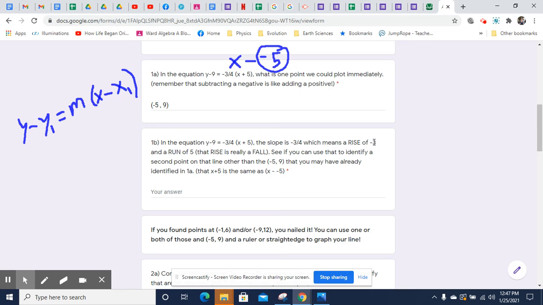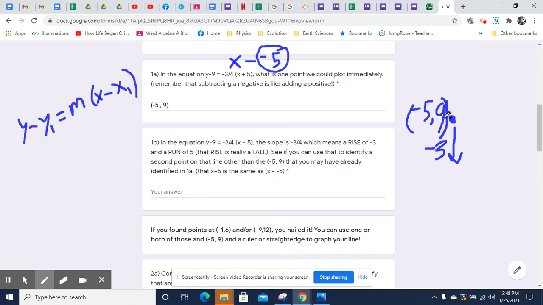So that means it's a rise of negative 3 and a run of 4. Okay, so if we were to plot the point right here, we're just going to call this point negative 5, comma 9. Okay, that's that point. So if we wanted to find another point, we could use that slope. So that negative 3/4 is really a fall. So that could be like a fall of 3 and a run of 4. So we can go down 3 from there.